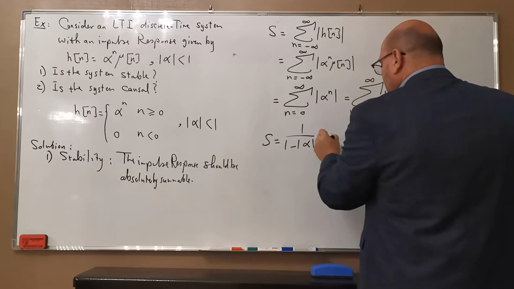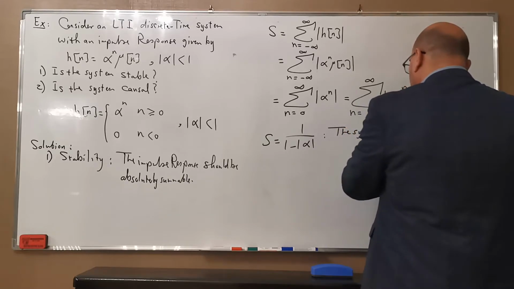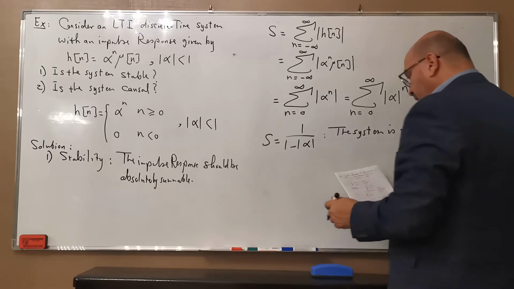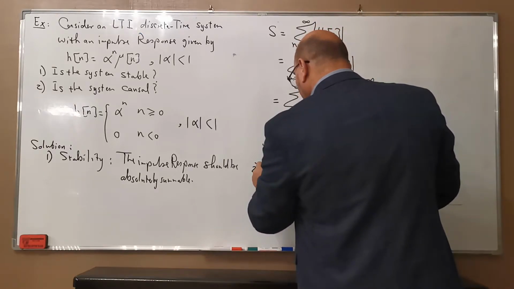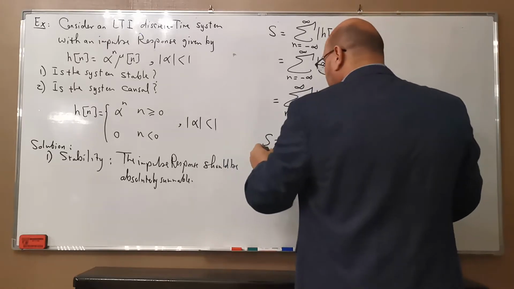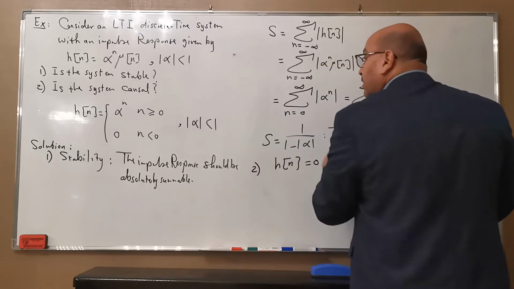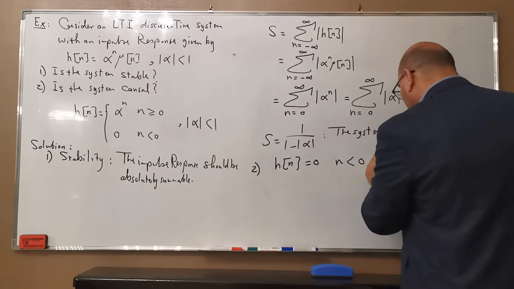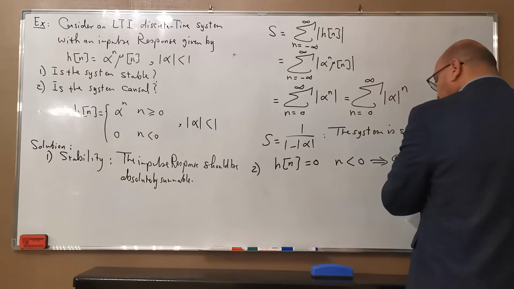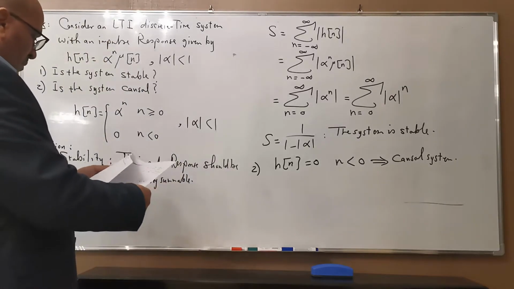And the system is stable. Is the system causal? Causality: the system is causal since h of n is equal to 0 for n less than 0. So we have a causal system.